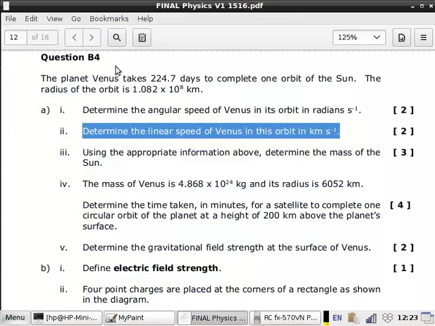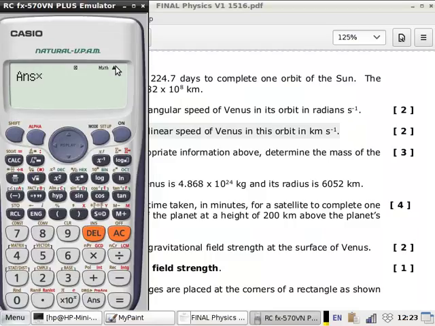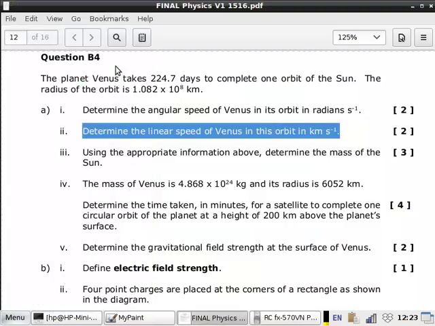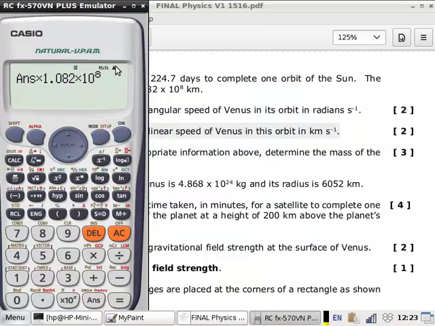So the R is 1.082 times 10 to the 8 kilometers. Yes, 1.082 times 10 to the power of 8 kilometers. Now see, Monica, there goes your 10% I said. You lose 10% straight away because you make a stupid mistake.